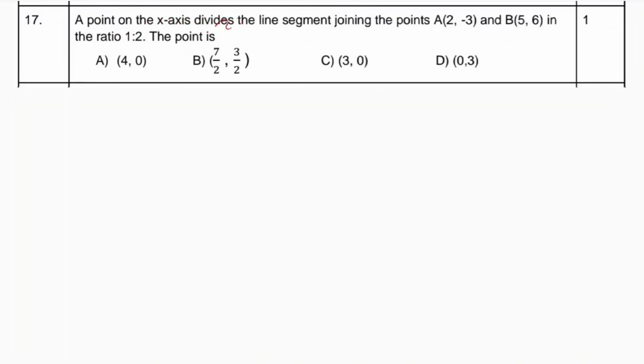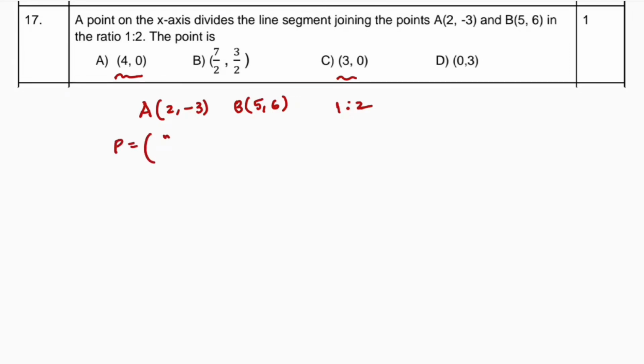See, a point on x-axis divides the line segment joining A and B. Here A value is 2 comma minus 3 and B is 5 comma 6. A point on x-axis which divides these 2 points in the ratio 1:2. So x-axis they told. So option is either A or C. You can calculate only x value directly, but I'll show you. I'll find both.